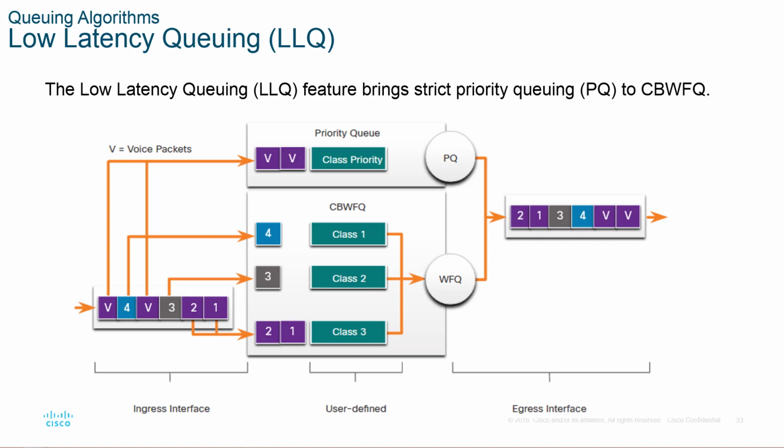Then we have low latency queuing, and it brings strict priority queuing to CBWFQ. Strict priority queuing allows delay-sensitive packets such as voice to be sent before packets in other queues. LLQ allows delay-sensitive packets like voice to be sent first before the packets in the other queues, giving delay-sensitive packets preferential treatment over all the other traffic. Cisco recommends that only voice traffic be directed to the priority queue.